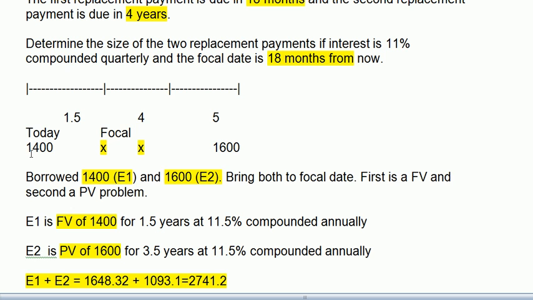Set up the timeline with today here. You're supposed to pay back $1,400, and in 5 years' time you're supposed to pay back $1,600. The focal date is 18 months or a year and a half after today, and that's when you repay 1x, and 2.5 years after the focal date, or 4 years after today, you repay the second x.